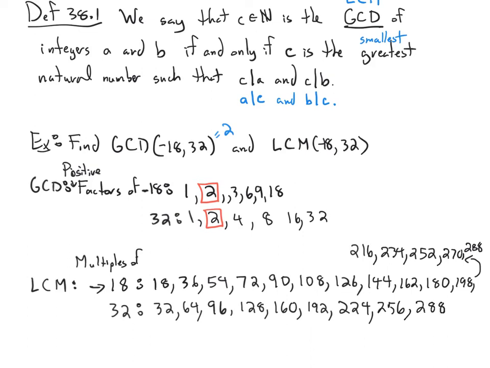Oh, finally, we found one. So this is indeed the least common multiple of 32 and 18: 288. So the idea is quite simple, of course, to find greatest common divisors and least common multiples. But you can see sometimes, especially for larger numbers, you can imagine this process being an absolute slog.